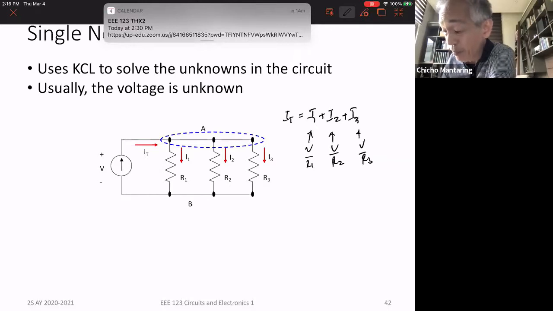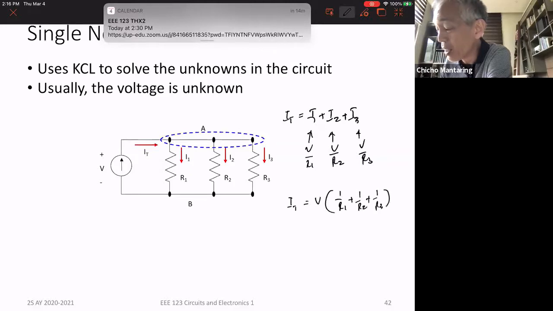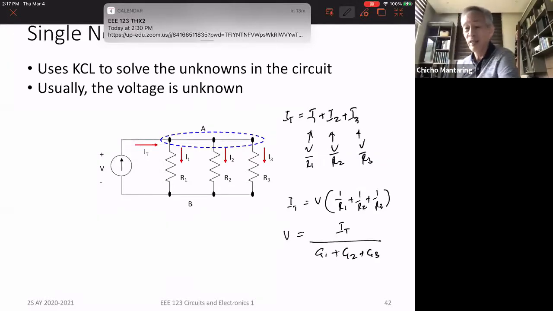What is our unknown? Usually the unknown is V. What we know is the source. The source is a current source, which is IT. And the unknown is V. So if I solve for V, what am I going to get? IT is just V times 1 over R1 plus 1 over R2 plus 1 over R3. Let's call it G1 plus G2 plus G3.